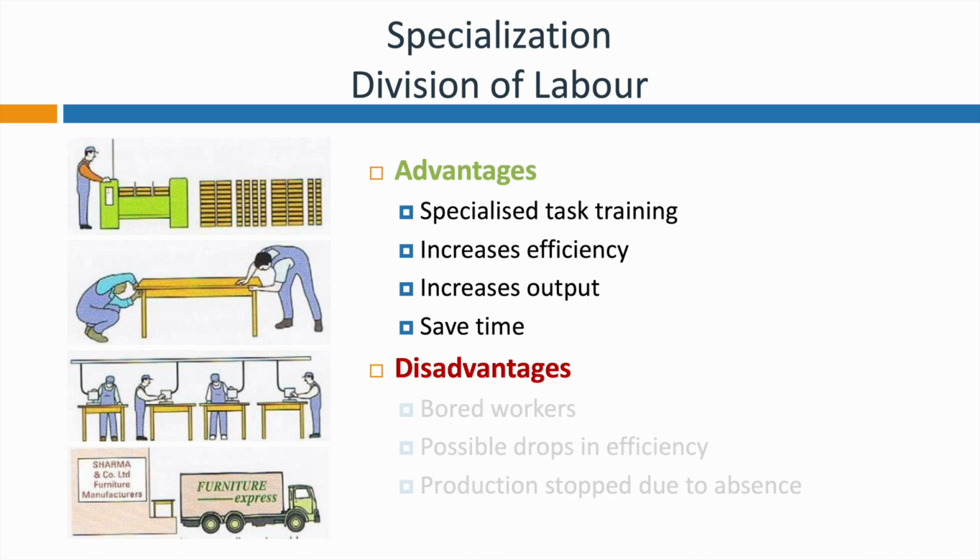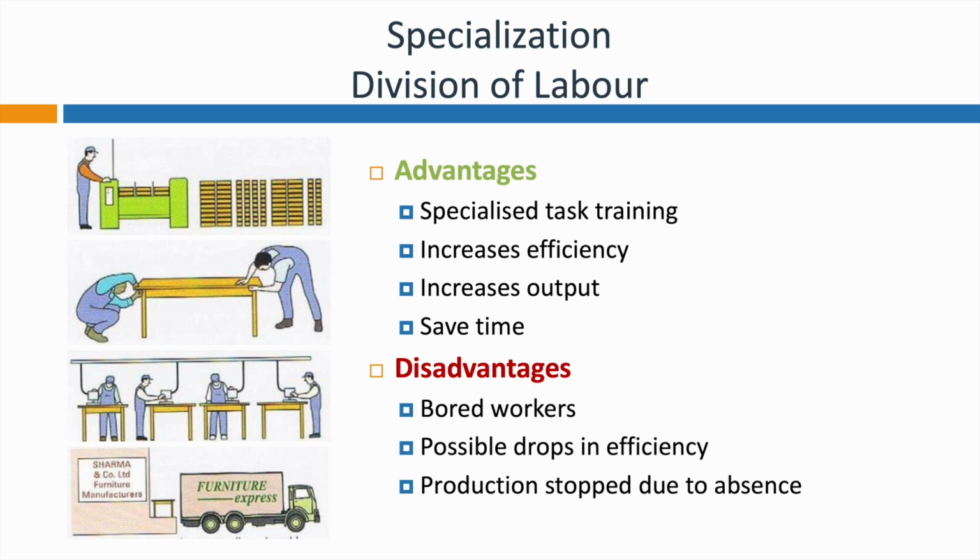The disadvantage, however, is that if every person just does one simple task, one job, they're going to be bored. Possibly because of that, you might even have drops in efficiency. And if a key person, let's say the person at the wood cutting machine, is the only one that can operate the machine, in case of absence, he's going to stop the whole production line because there won't be any wood to assemble, there won't be any tables to polish, and there won't be any tables to take to the retailer. These are some basic advantages and disadvantages of division of labor and specialization.